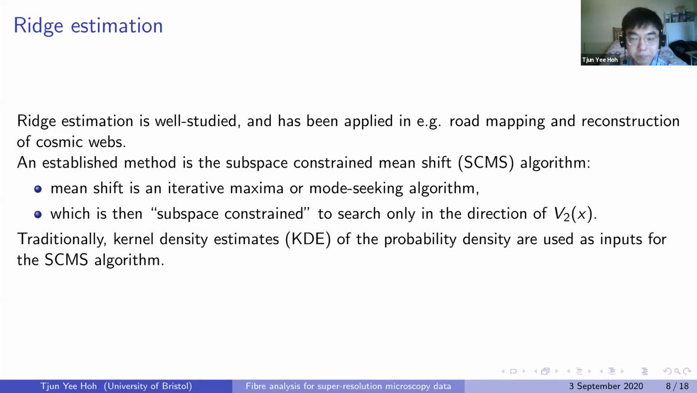Now, this algorithm takes in a probability density estimate. And given this density estimate, it iteratively finds the local maxima of this density. In doing so, this maxima searching algorithm is constrained only to search in the direction of V2 at any given point. Traditionally, kernel density estimates of the probability density are used as inputs to this algorithm.